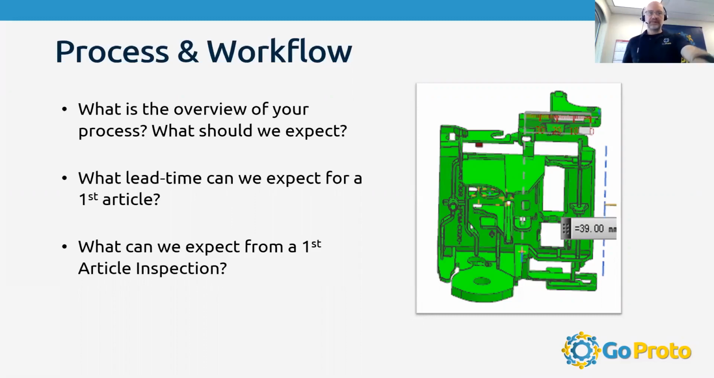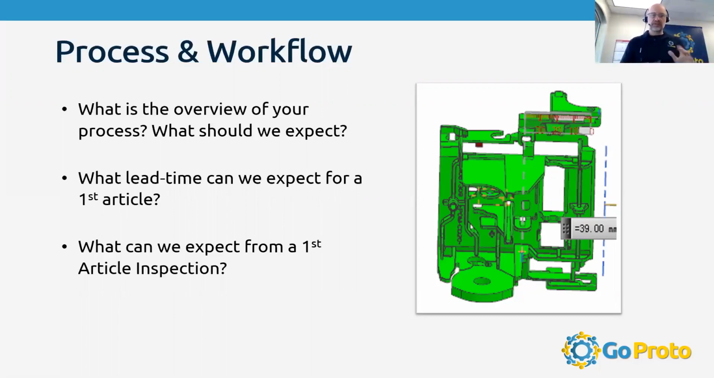And then looking through the questions, what's the overview of your process? What should we expect? We're going to talk through that here a little bit. What lead time can we expect for a first article? That's the holy grail. Everybody, we want our parts back as fast as possible. And the answer to that is it's going to depend on the type of tool you created or that you've ordered, the complexity of the part. Our lead times generally span anywhere from a week to, on the outside for a production tool, multi-cavity and so on, the eight-week range.